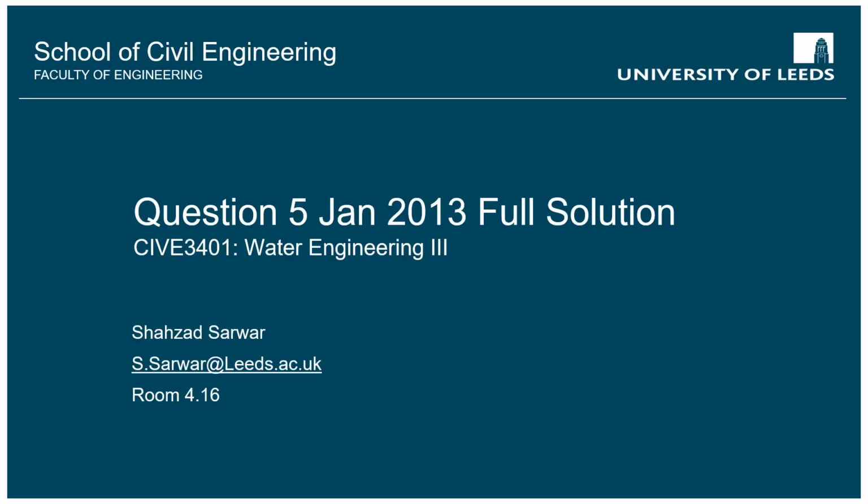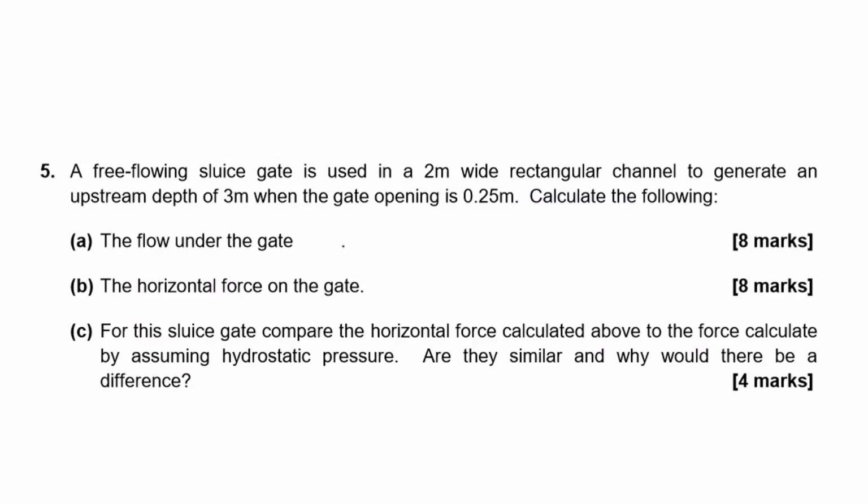Okay, so in this final video, I'm going to go for question 5 from the 2013 exam paper. So the question states there's a free-flowing sluice gate. It's 2 meters wide and it's in a rectangular channel. It generates an upstream depth of 3 meters and the gate opening is 0.25 meters.